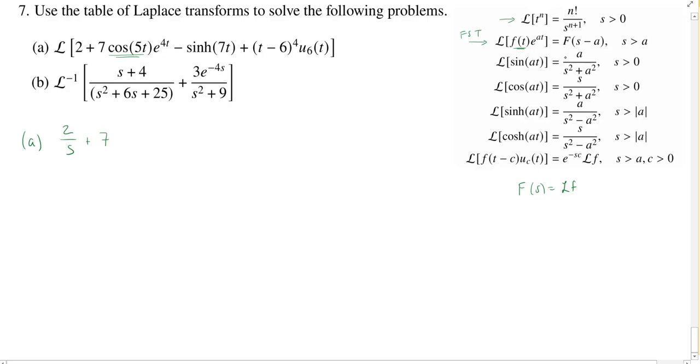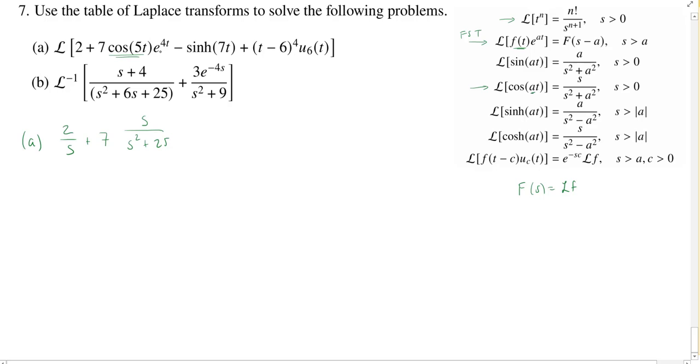So what is cosine of 5t's Laplace transform? Well, I go to this line, and that says I take s over s squared plus a squared, where a is the coefficient of t. So in this case, my a is 5. So I'm going to have, tentatively, s over s squared plus 5 squared. Easily, 5 squared is 25.